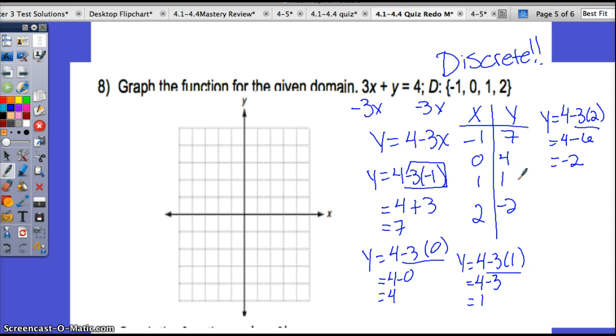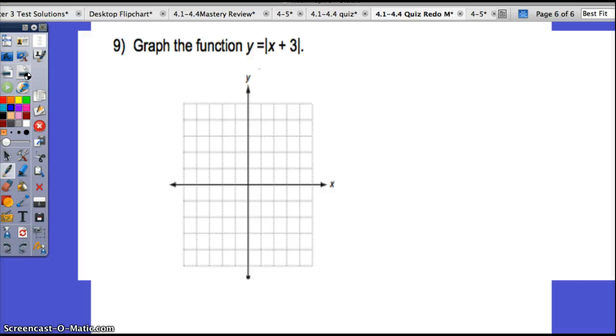So now we can just go ahead and plot our points. Negative 1, 7. You have to go off the graph a little bit, but that's okay. 0, 4. 1, 1. 2, negative 2. And you have no line because it's discrete, because you are given a domain. Our last one says graph the function y equals the absolute value of x plus 3. So since you don't have a given domain, this is going to be continuous.